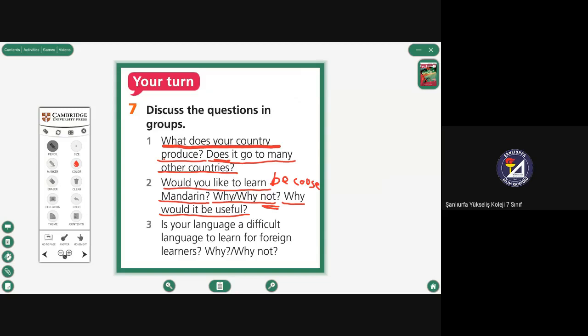Well, we will move to the third question. Is your language a difficult language to learn for foreign learners? So, what's our language here in Turkey? Of course, it's the Turkish language. So, is it difficult for foreign learners to learn? We can say yes or no, and here we can give the reason. Why? Because... Yes or no, and we can mention the reason.